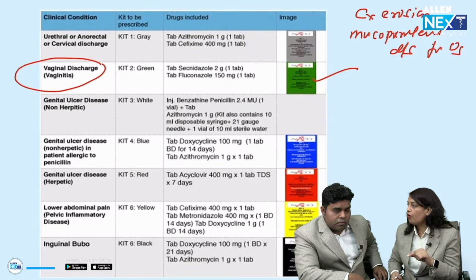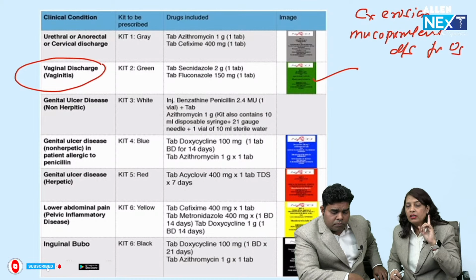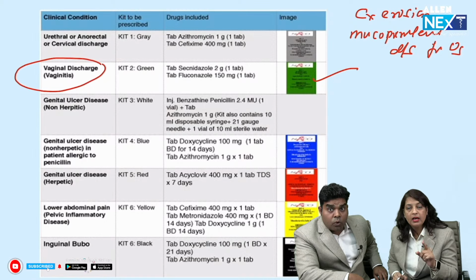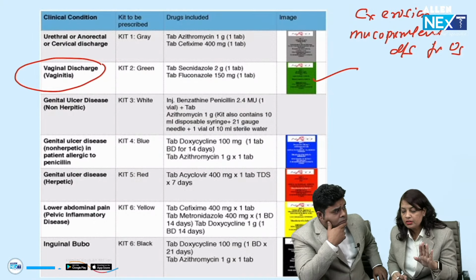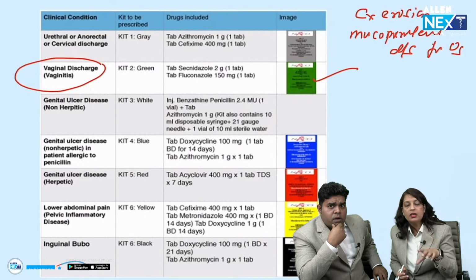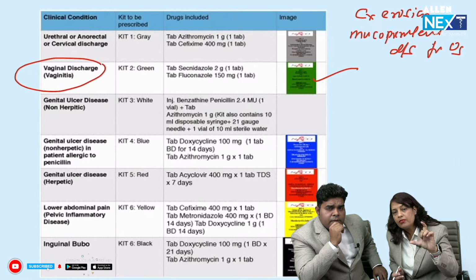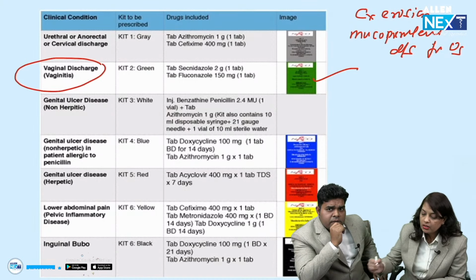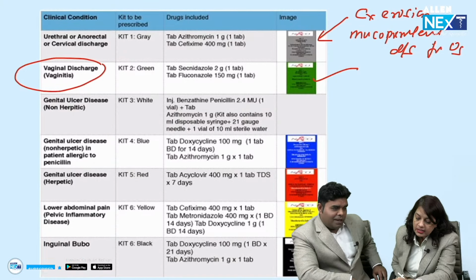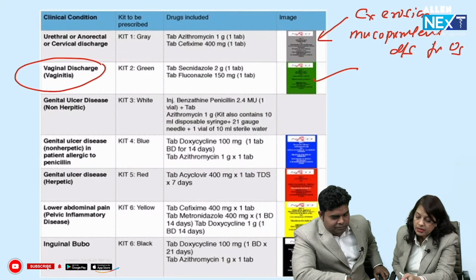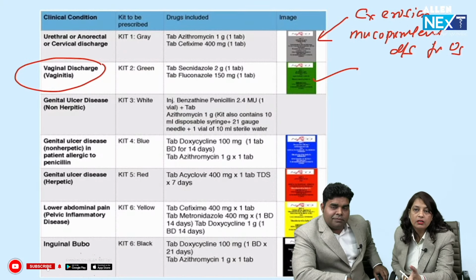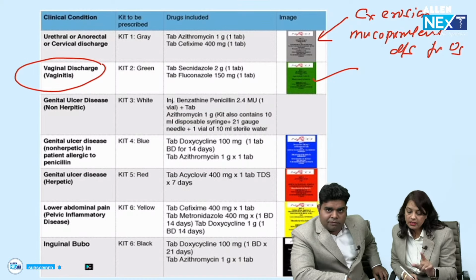Now, which of the infections cannot be picked up on saline microscopy? So the answer is chlamydia. Chlamydia only you can see in cultures. But we don't have to go into cultures and all. If there is a cervical erosion and the discharge is coming from the cervix on per speculum examination, then your answer will go for gray color kit, which contains azithromycin and cefixime. Azithromycin is a drug of choice for chlamydia and cefixime will cover the gonorrhea. So we are treating both, okay?